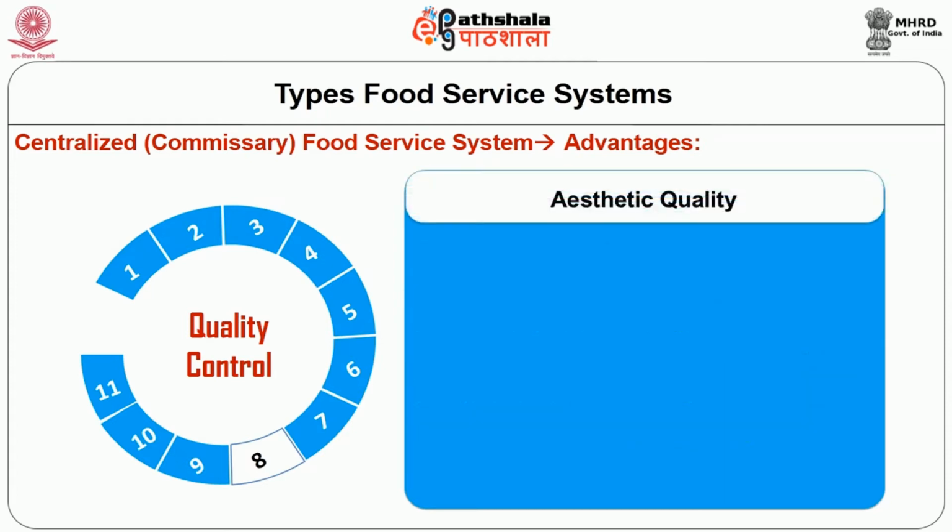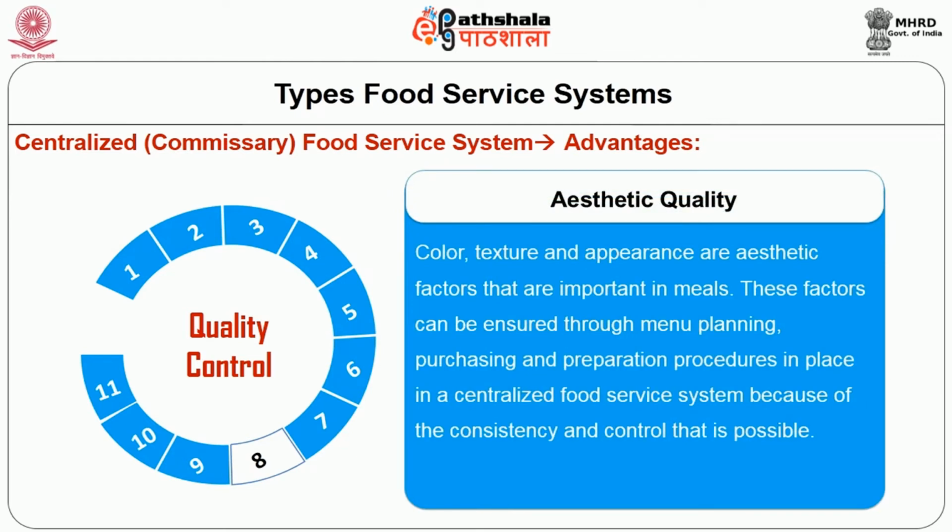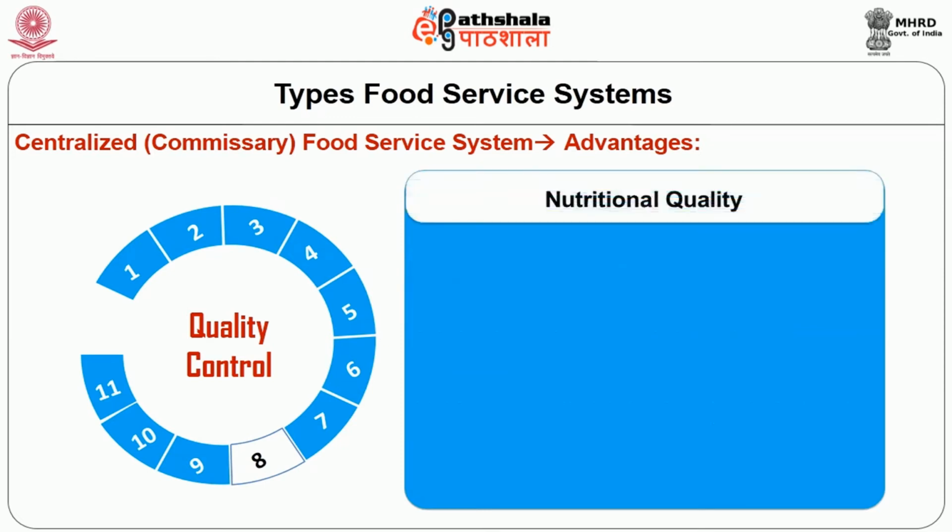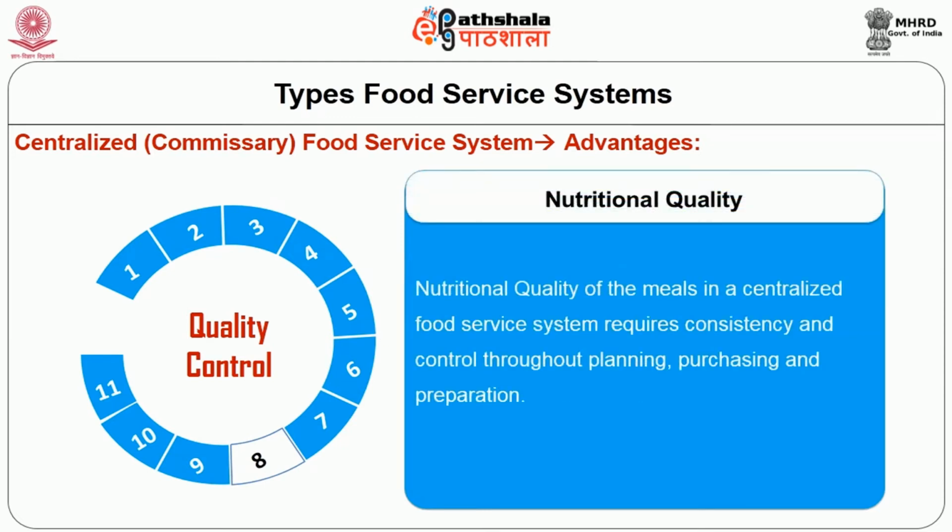Our next quality is aesthetic quality. Color, texture and appearance are aesthetic factors that are important in meals. These factors can be ensured through menu planning, purchasing and preparation procedures in place in a centralized food service system because of the consistency and control that is possible. The last quality is nutritional quality. Nutritional quality of the meals in a centralized food service system requires consistency and control throughout planning, purchasing and preparation.